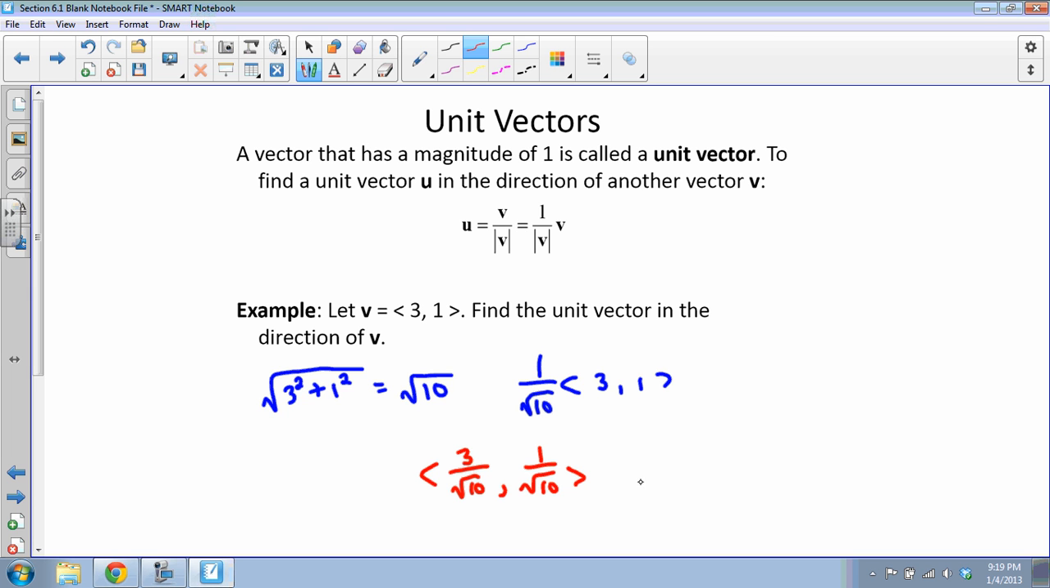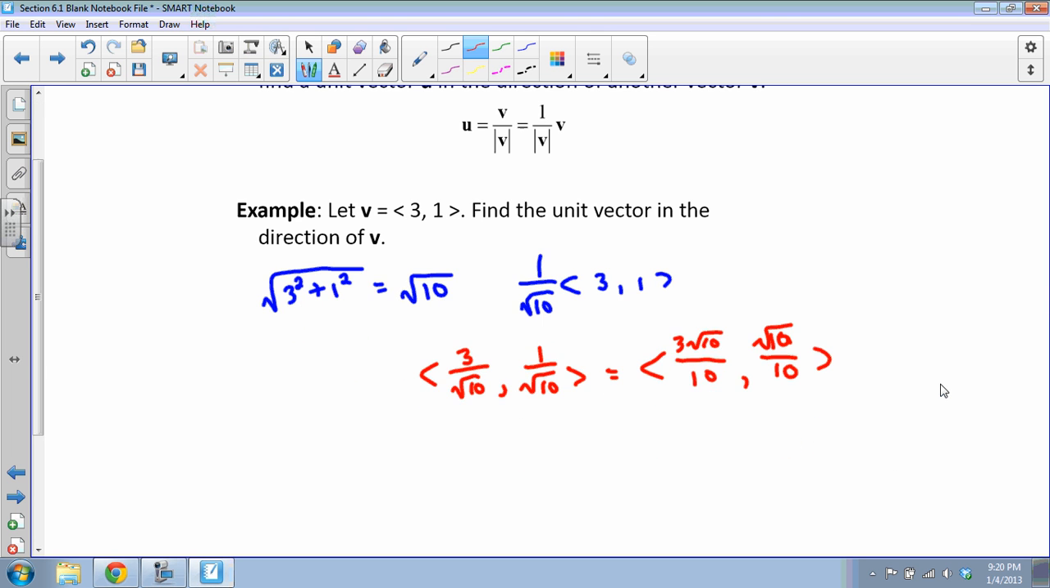Another way of writing that is to rationalize, which is optional for us. It depends on your teacher. But if we were to rationalize, it would look like this: 3 square root of 10 over 10, comma, square root of 10 over 10. That would be the unit vector that's in the same direction as the vector 3, 1.